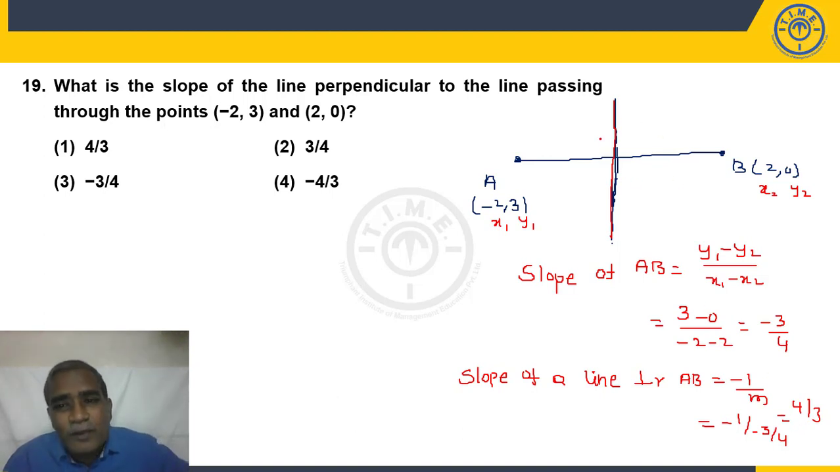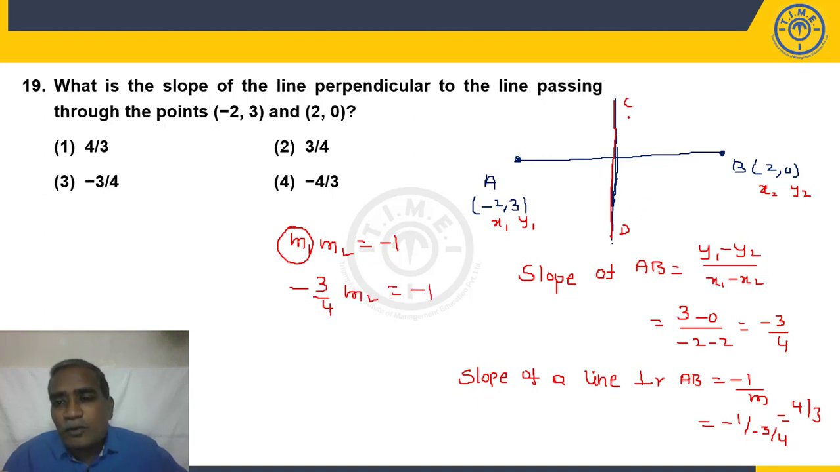If two lines are perpendicular, the product of the slopes is equal to minus 1. Suppose the slope of AB is m1. Suppose this line is CD, and the slope of CD is m2. If these two lines are perpendicular, the product of the slopes is equal to minus 1. I know the slope of AB. What is the slope of AB? Minus 3 by 4. I want the slope of CD.